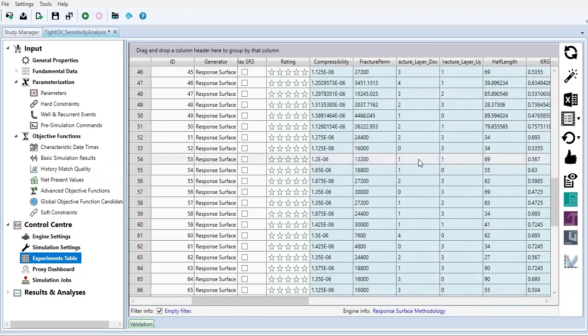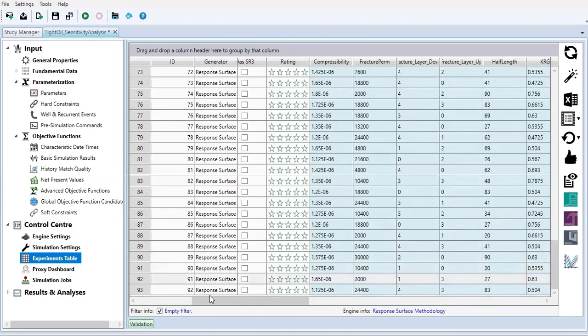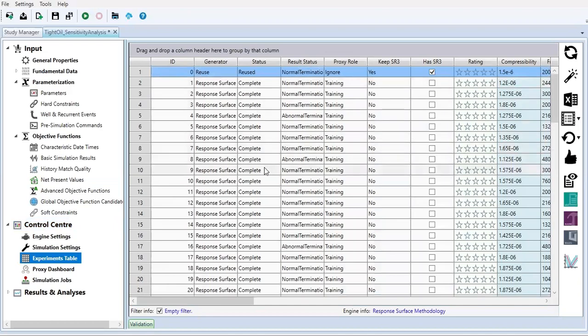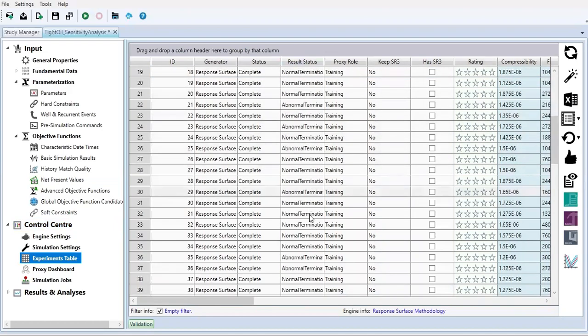So overall, how many do we have? 93 or 92 experiments here. All of them are completed. Okay, result status. Some have normal termination, but some abnormal termination.